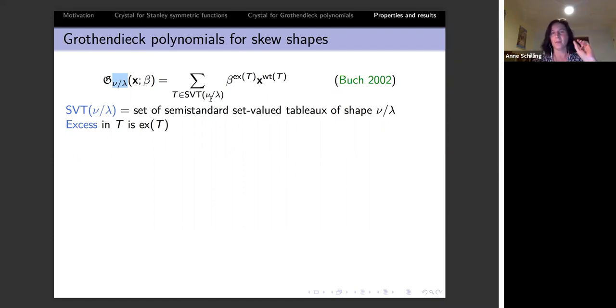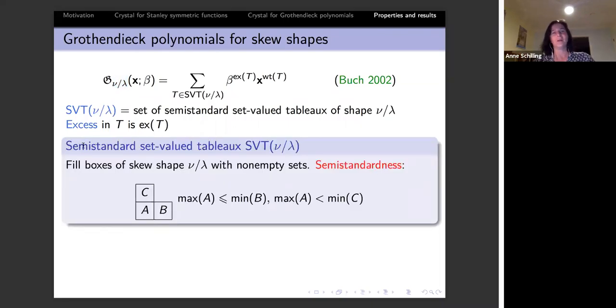But now, instead of just putting numbers into a box, we can put sets into a box. Now I need to tell you what semi-standardness is, what is weak increase in rows and strict increase in columns. Suppose we have three boxes like this, A, B, C. And in this box, we put a set A, for example {1, 5, 7}. We want to know when this configuration would be semi-standard.